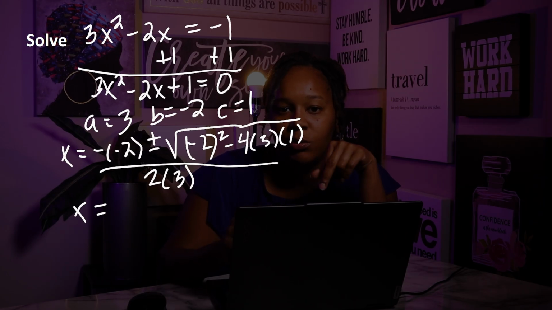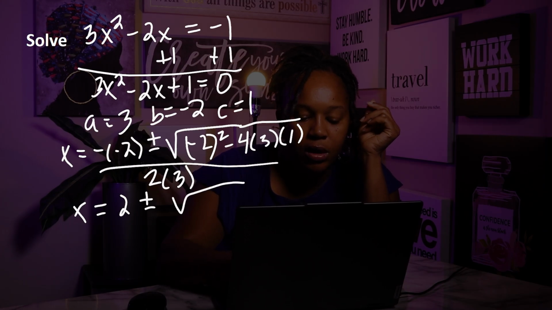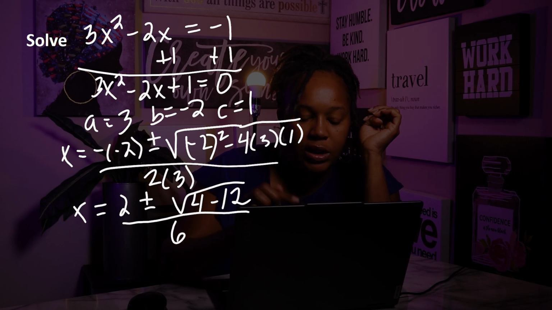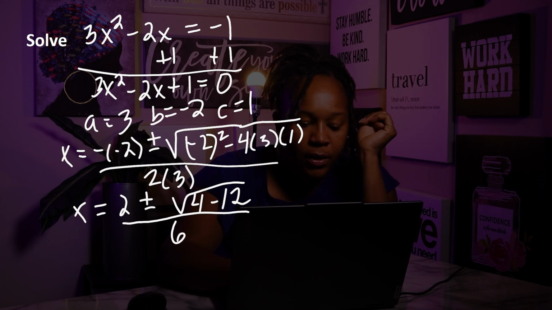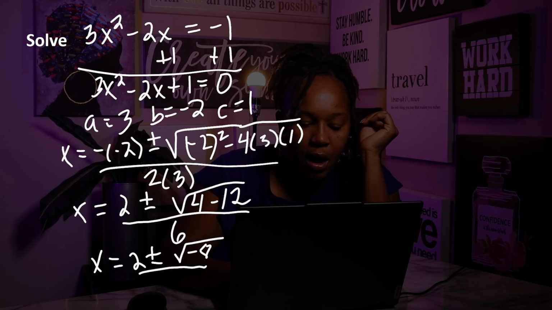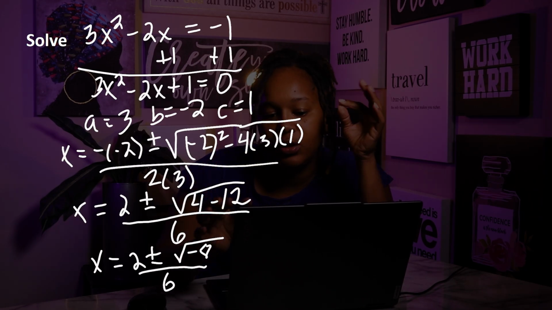All right, and so we end up with a -2. Those two negatives, when you multiply them, they become positive. So that's a +2 plus or minus the square root of -2 squared is 4. 4 times 3 is 12. All over 2 times 3, which is 6, okay? And if we simplify what's underneath the square root, that gives us 2 plus or minus the square root of -8, all over 6.